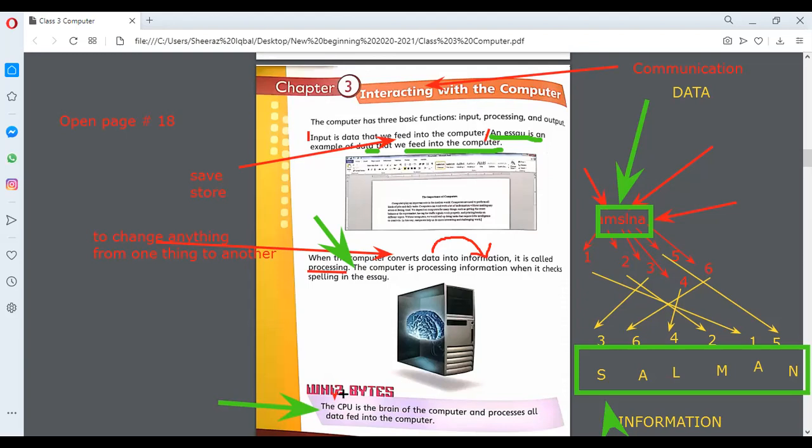Okay, Mohammed Ayman, are you there? You are not raising your hand and not saying anything. Umar Khalid, can you read the last line? The CPU is the brain of the computer and processes all data fed into the computer. It's a brain. Why is it called the brain? Because from the brain we think. Okay, but from the CPU, the computer thinks.